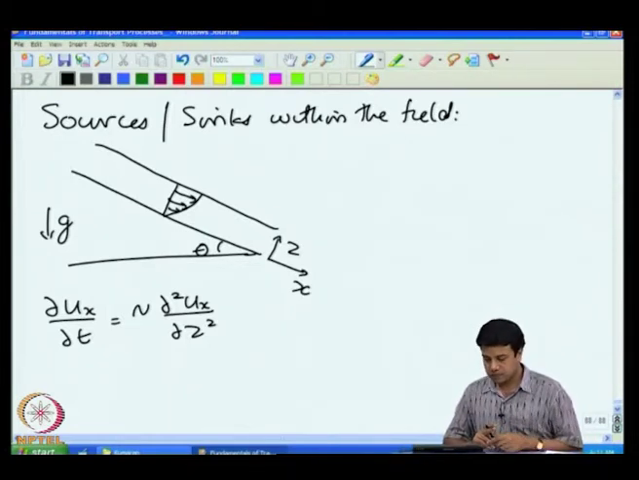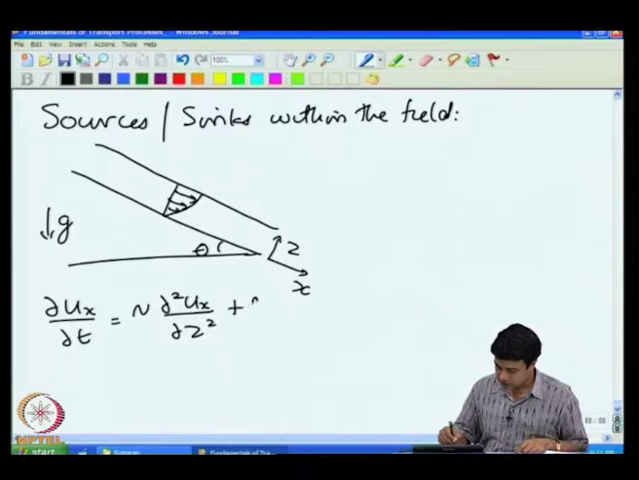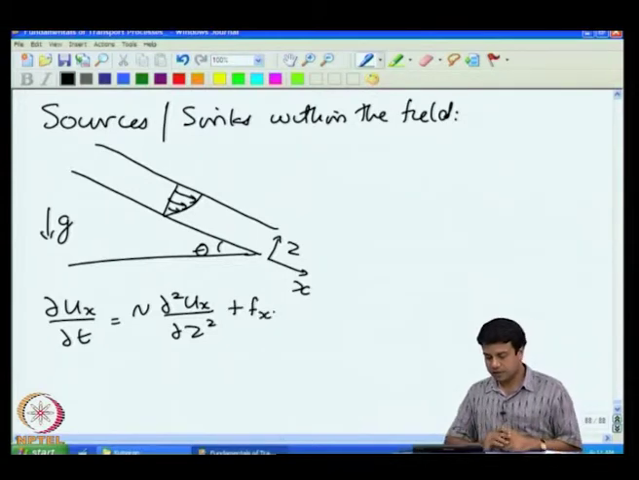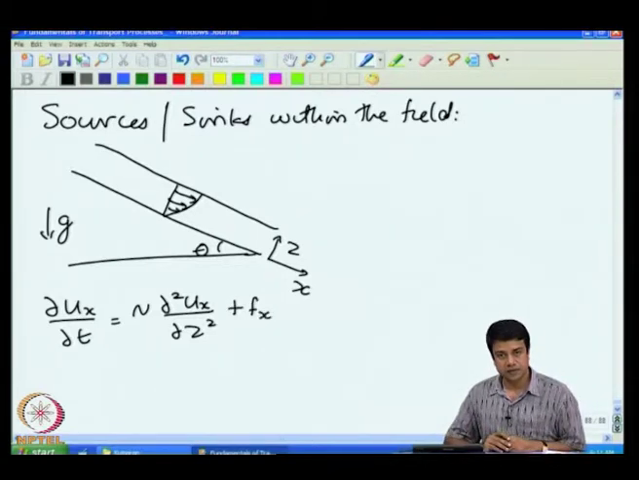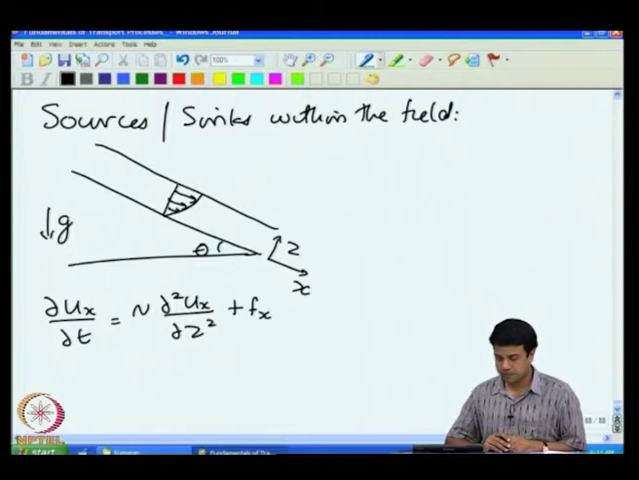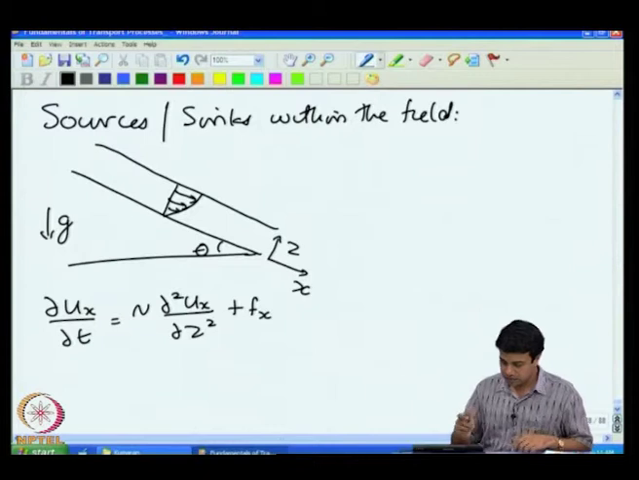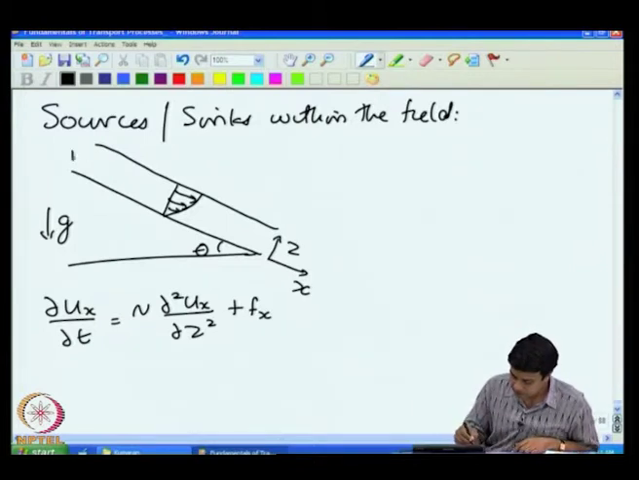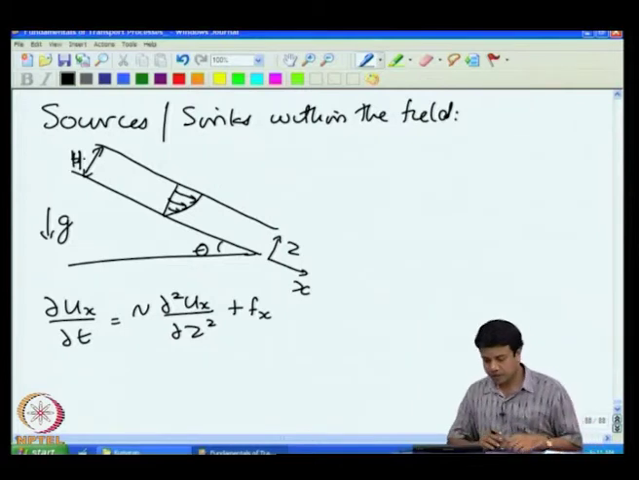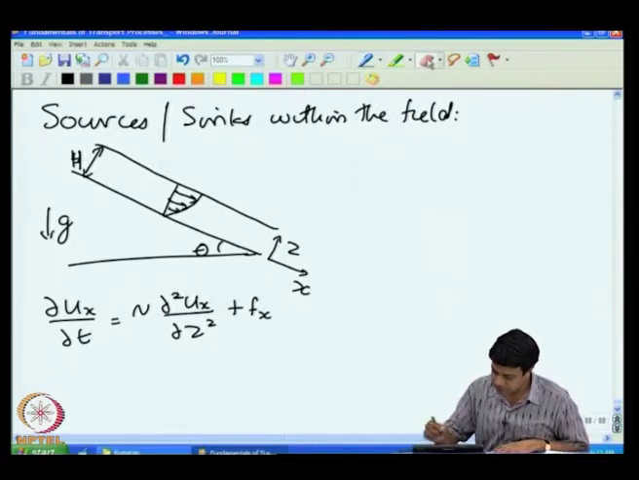However, there is also a force acting on this due to the gravitational field. There is a force acting along the x direction due to the gravitational field because the plane is inclined at a fixed angle to the horizontal. Once again, I will take the layer thickness as h, and I would like to find the velocity profile as a function of h.